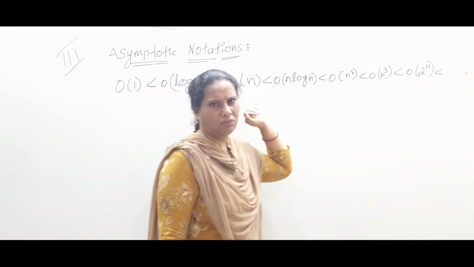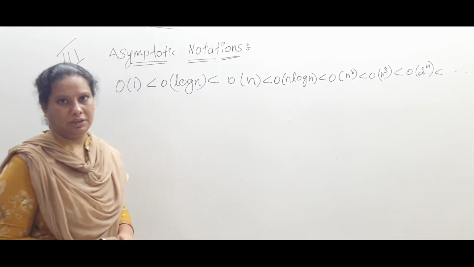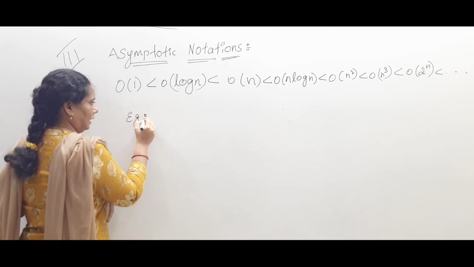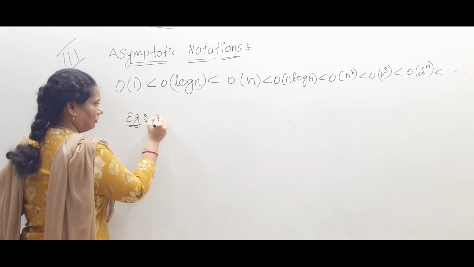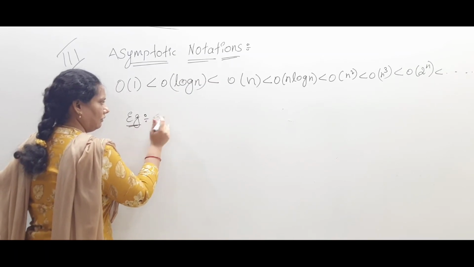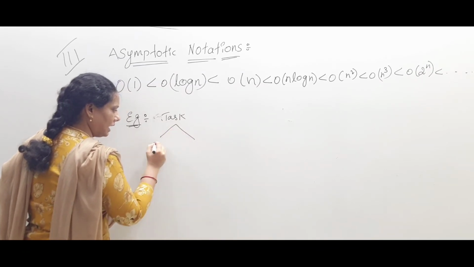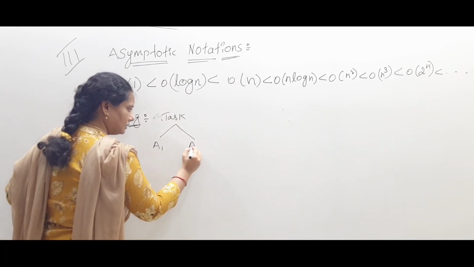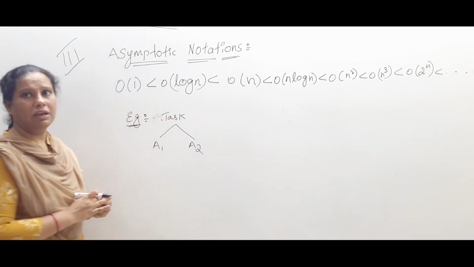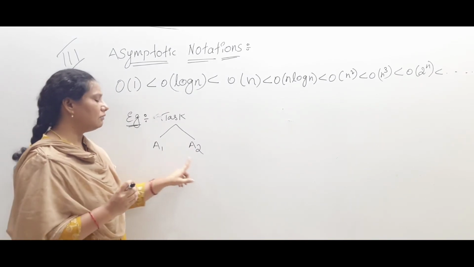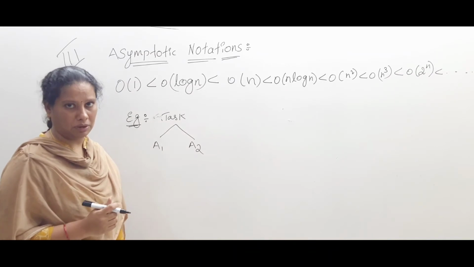This is the order of the time of execution here. Okay. Now let me take a simple example here. I have given one task. For the same task, I am getting two algorithms, that is A1 and A2. Again, we are in the confusion that among these two algorithms, which one we have to select and which one we have to convert into the program.